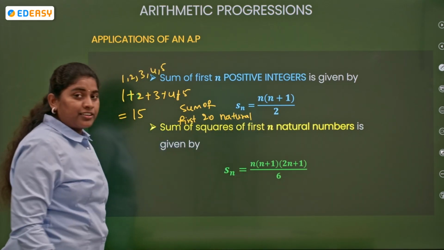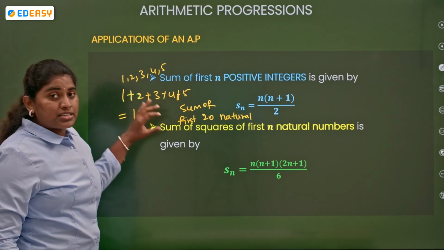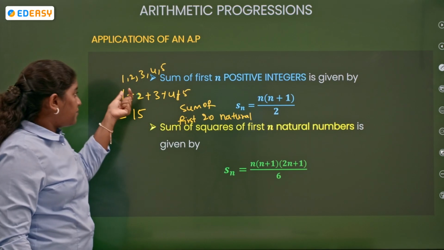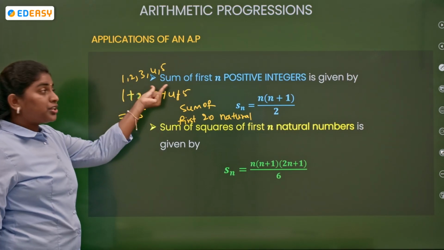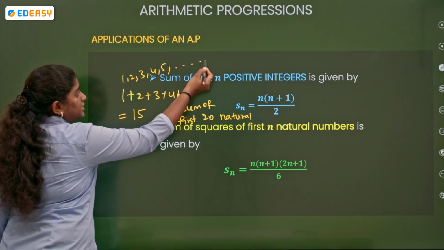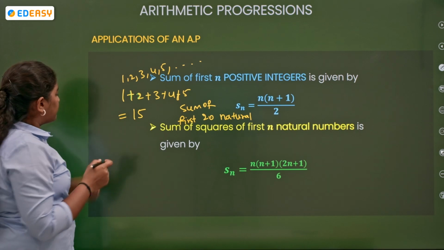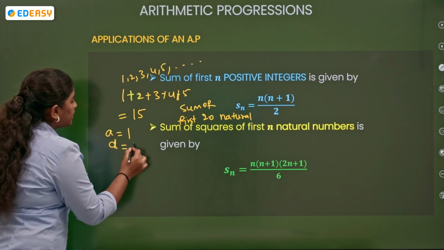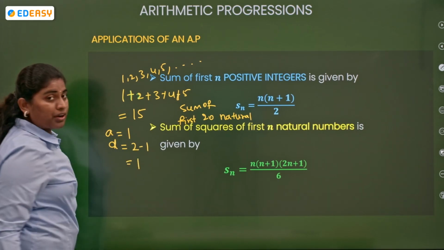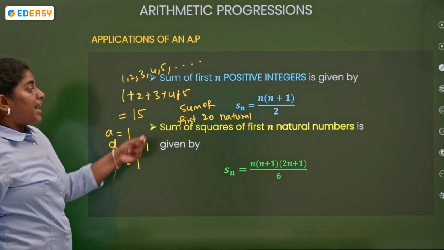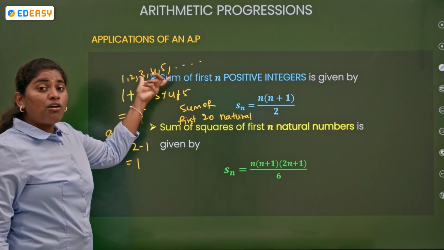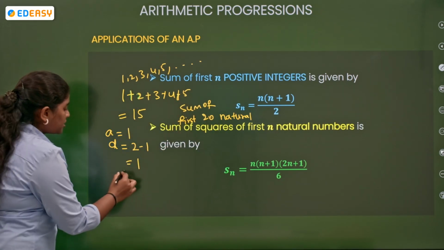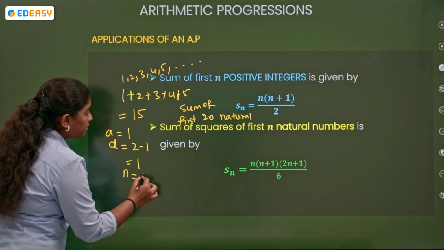How will we find it? We can apply the concept of arithmetic progression here. Why? Because natural numbers start from 1, 2, 3, 4, 5 and so on. This will become an AP. Now what is the first term? A equals 1 and common difference D equals 2 minus 1, which is 1. Now what is the Sn formula? I need the sum of the first 20 natural numbers, so the n value will become 20.